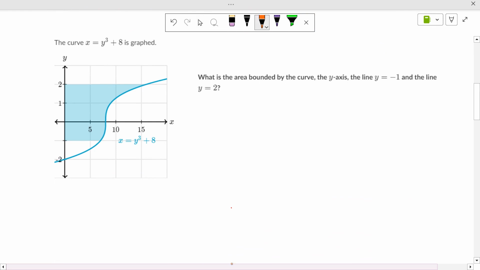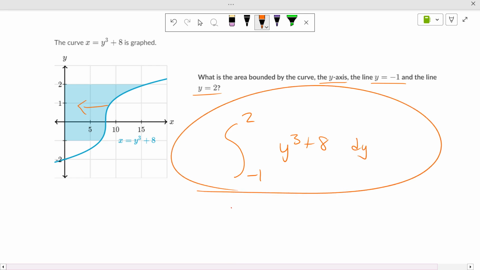So for this one, what is the area bounded by the curve where the y-axis is one endpoint, the line y equals -1 is another endpoint, the line y equals 2 is another endpoint, and we're going with this function. Well, if we're following this direction, it's the integral from the lowest point on the y's. What's the lowest point on the y's? -1 to the upper point on the y's, 2 of y cubed plus 8 dy. Okay, this is what you would write. Okay, and then we'd integrate it.